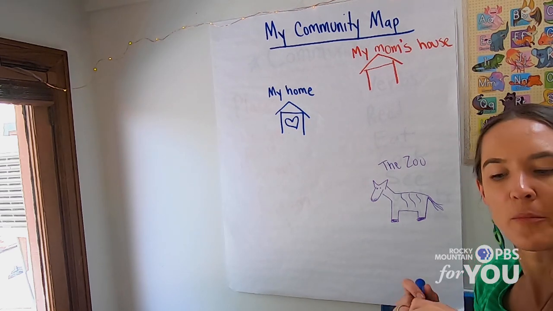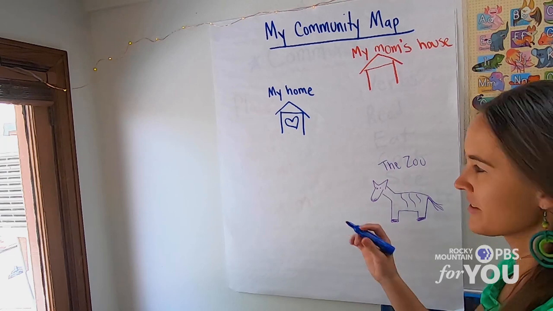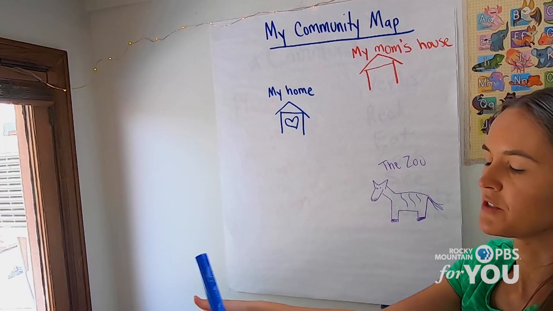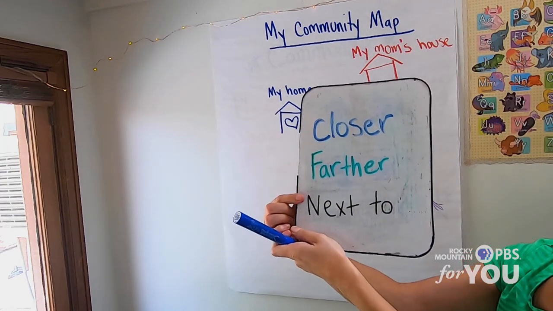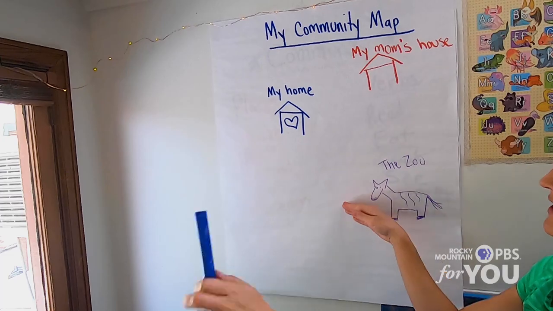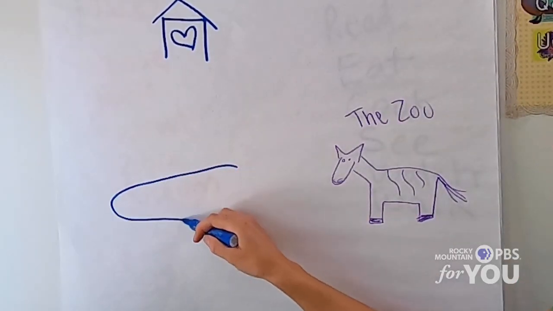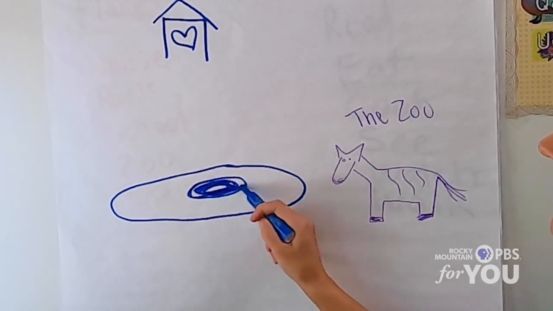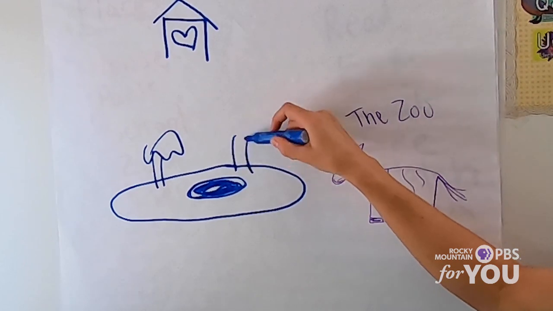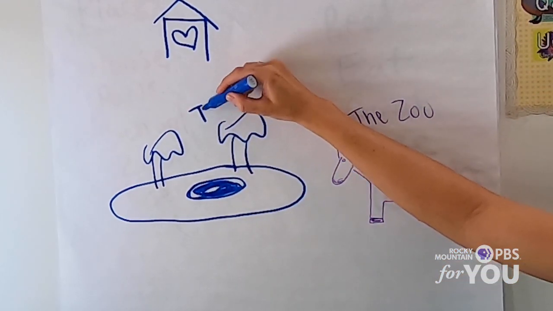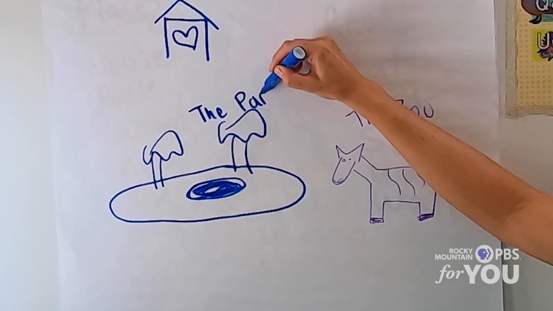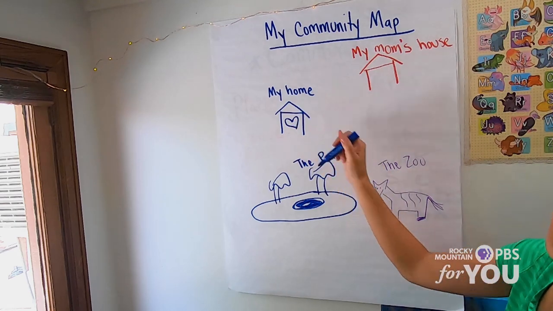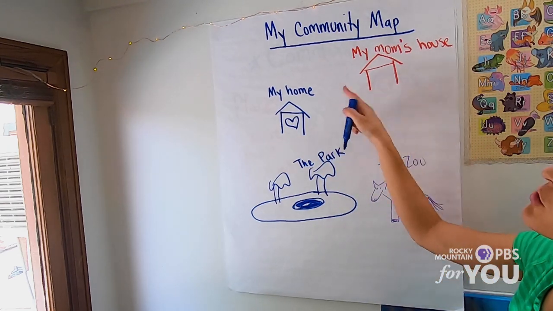Oh yeah, we saw the park. City Park. Okay, City Park is next to the zoo. So remember our other words? Next to the zoo. That means it's right here. So I'm going to draw the park. Remember, it has a lake in the middle and lots of trees. Okay, I'm going to draw the park. The park is next to the zoo. The zoo is farther from my home. My mom's house is closer to my home.